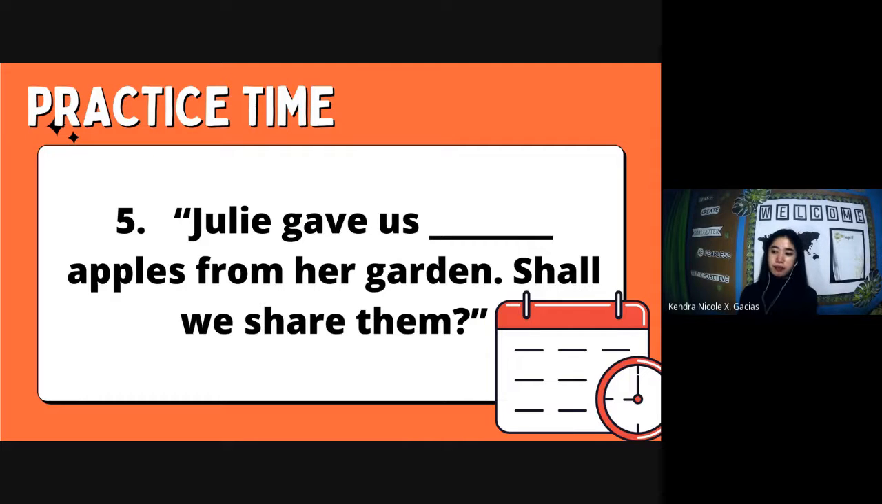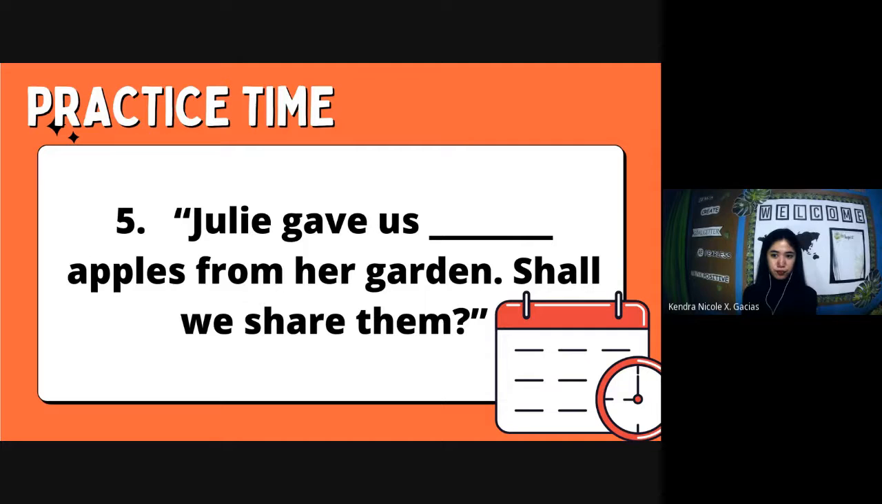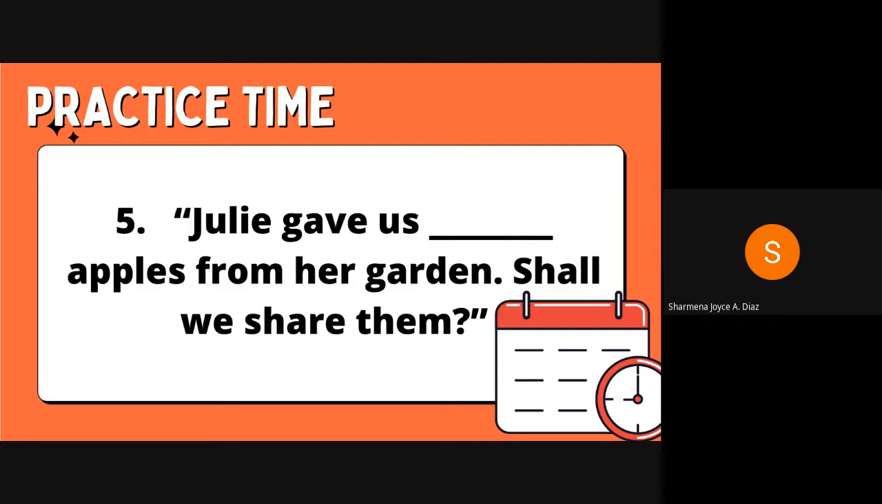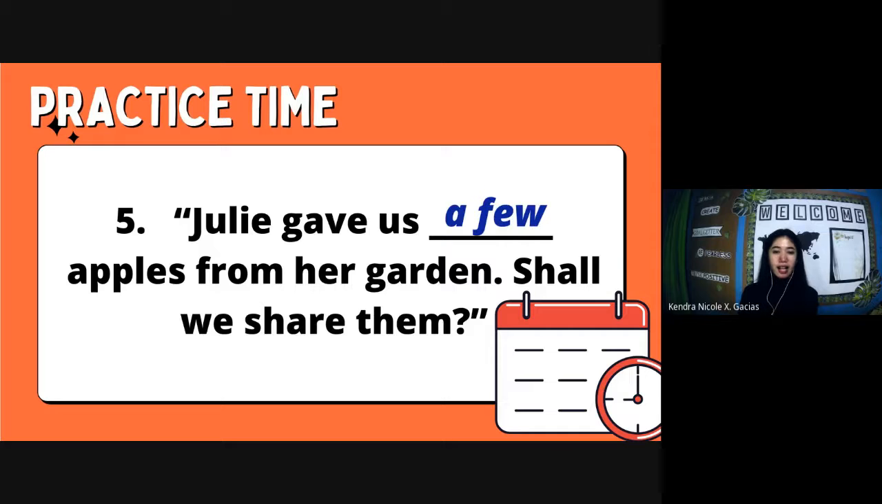All right. Yes, Mena. Number five, Julie gave us blank apples from her garden. Shall we share them? All right. The missing quantifier, I think, is a few, because apple is a count noun and there are enough apples to share. Okay, very good. You are right that the missing quantifier here is a few, and you also gave a great explanation. Thank you, Mena.